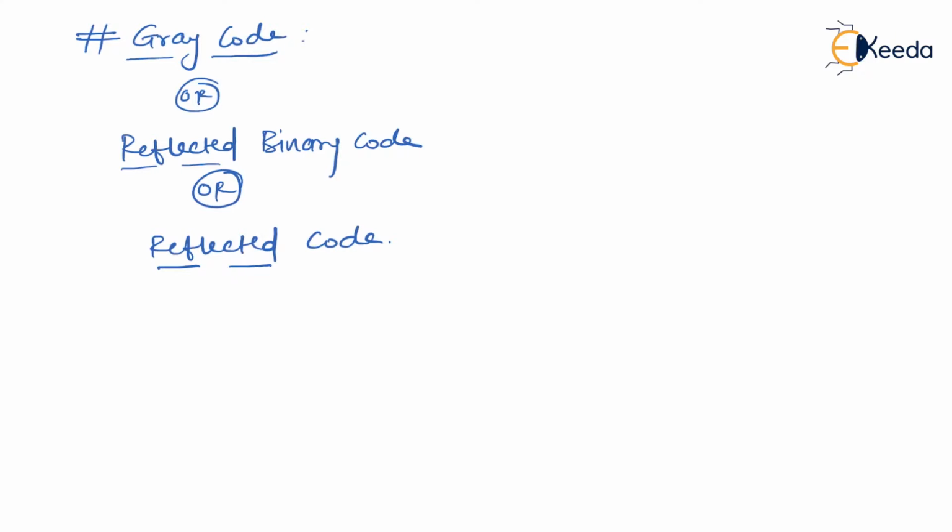For example, let's say two decimal digits here, 1 and 2. How do we represent 1 in binary? We represent it like this, 001, am I right? And for 2, we represent it as 010. Okay, so what I have written is a binary number system. So this is nothing but a binary code for the given decimal numbers.